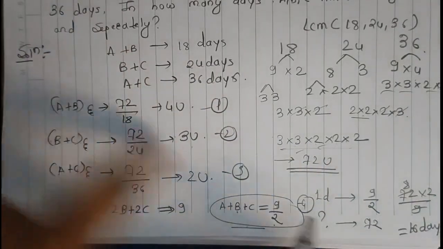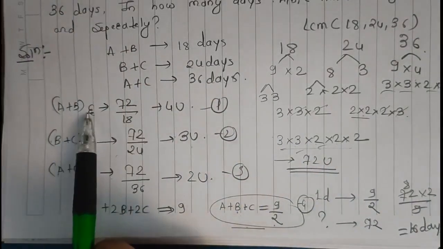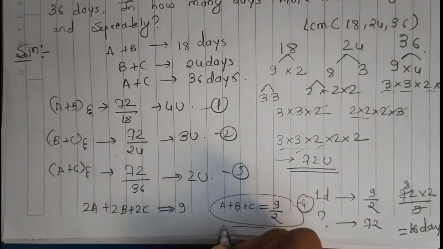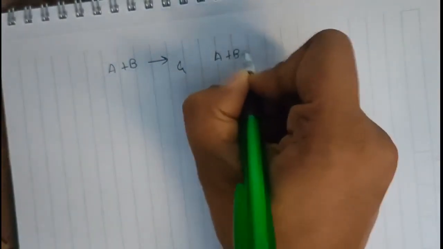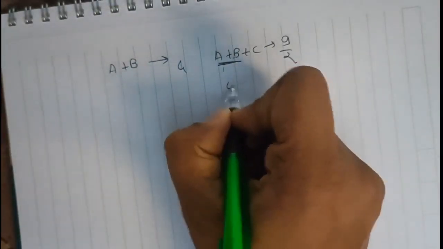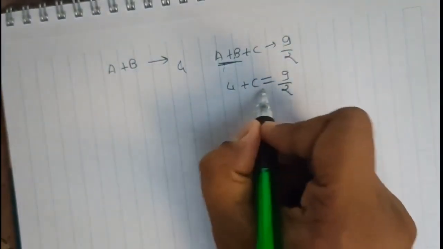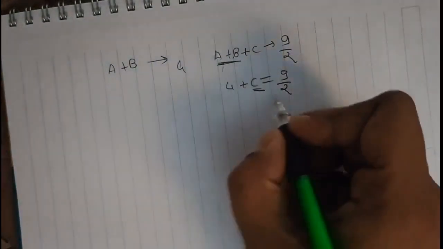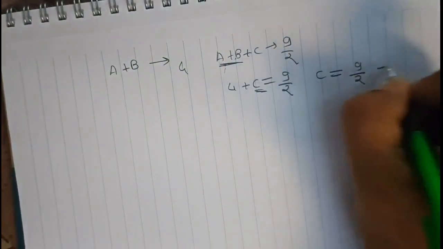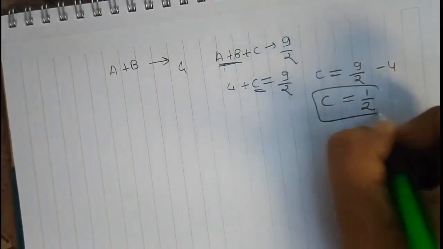Now from the first and fourth equation, you can substitute the a plus b value, that is 4, for example 4 plus c. What is the a plus b value? It is 4. A plus b's efficiency is 4. A plus b plus c is 9 by 2, right? Substituting a plus b here, 4 plus c is equal to 9 by 2. You will get c's individual efficiency. So c would be 9 by 2 minus 4, which is 1 by 2. So c's efficiency is 1 by 2.